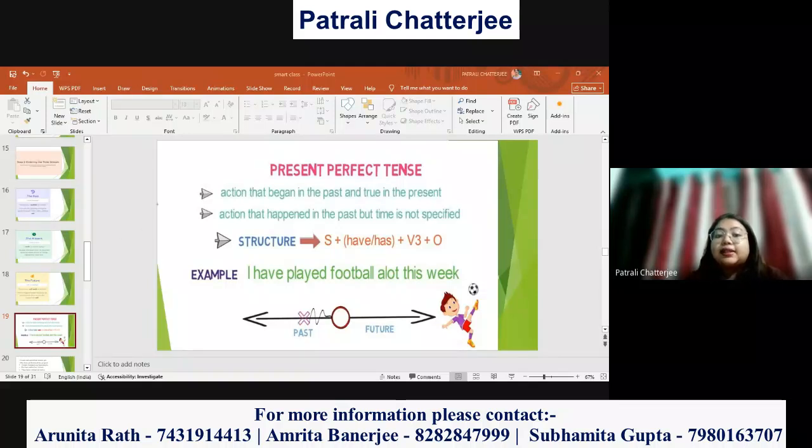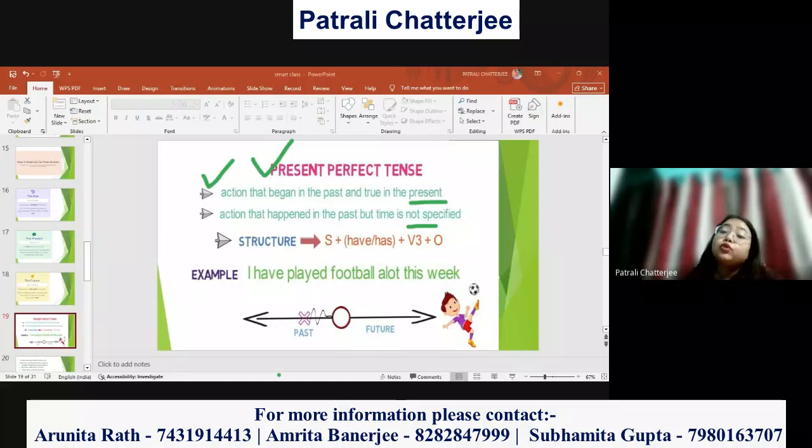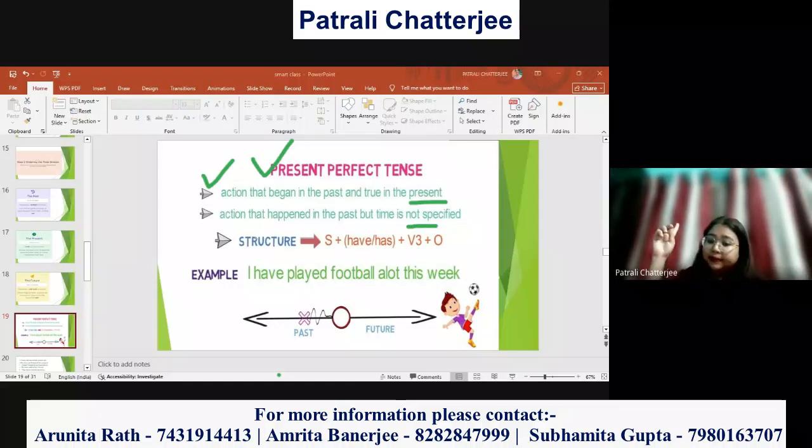This is very interesting and very important also. Okay. So basically, present perfect tense টা কি? An action that has started in the past, but it is also applicable to the present. এটার মানে কি? Action that happened in the past, but time is not specified. মানে শুরু হয়েছে past. It has started in the past, but it has not ended in the past. It is still valid in the present. Okay? Let us look at the example.